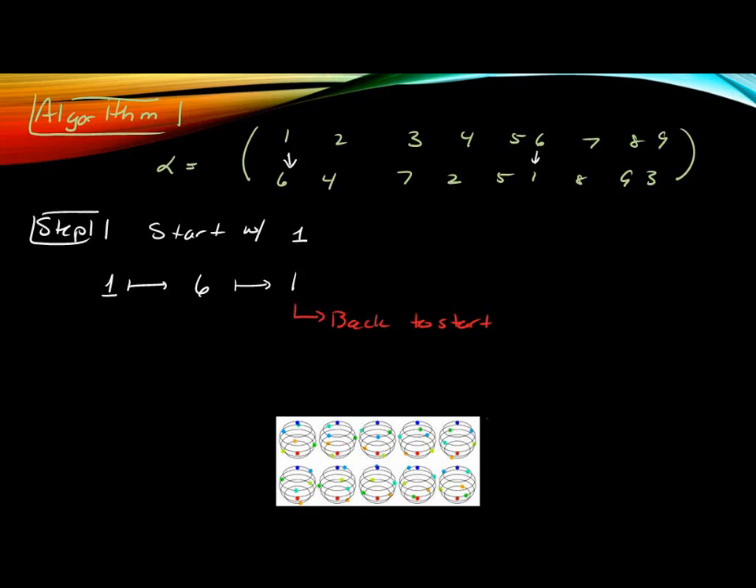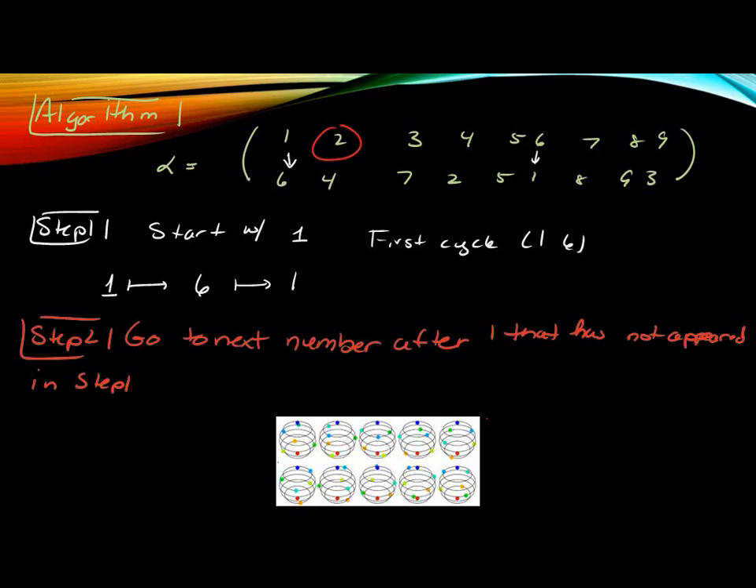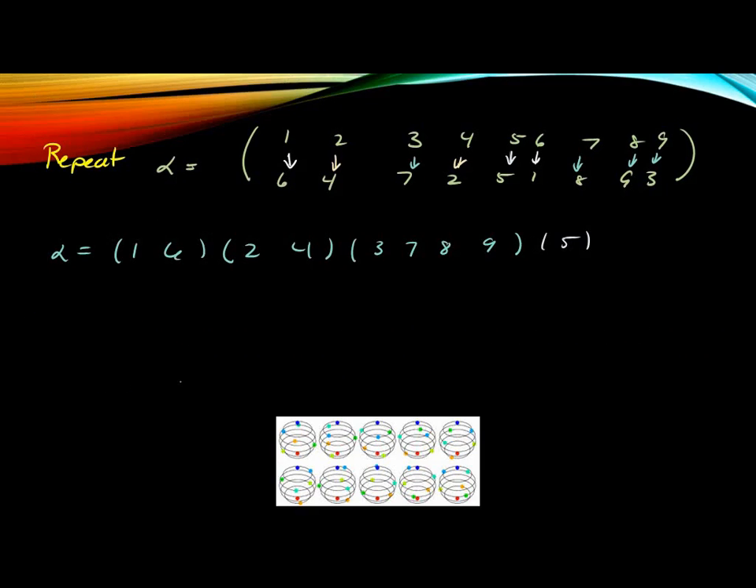We start with the beginning, start with 1. 1 went to 6, but then 6 goes back to 1. So there's a 2-cycle. The first cycle is (1 6). Step 2, you go to the next number that wasn't in your first cycle. That's 2. And then you do the same thing. 2 goes to 4, 4 goes to 2. So that's my next cycle.